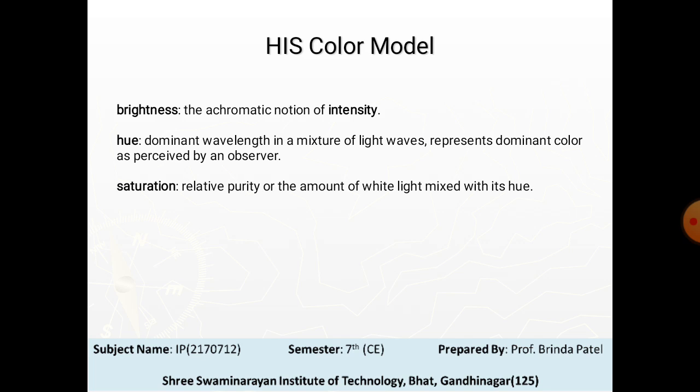When a human views a color object, we describe it by hue, saturation and brightness. Hue is a color attribute that describes the pure color. Saturation gives us a measure of the degree to which the pure color is diluted by white light, and brightness is a subjective descriptor that is practically impossible to measure.